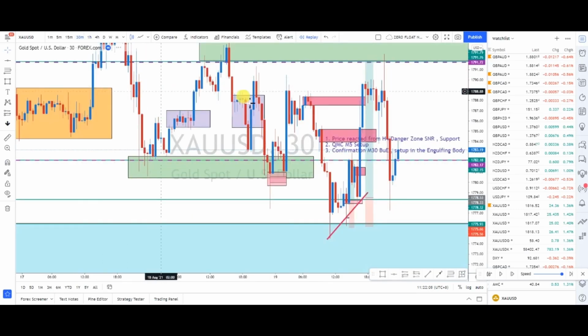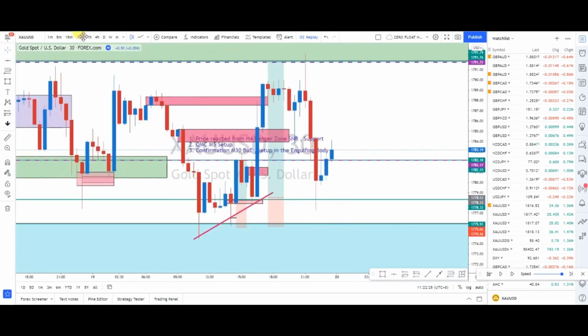Okay, M30. Anymore? There's like a QM led retest pattern, but this QM has been taken on the H1 time frame, so it's considered high risk once the QM has been taken. So nothing much. So we have only 2 roadblocks, guys, or 3. Okay, 3 roadblocks. So let's go to the M5 time frame.